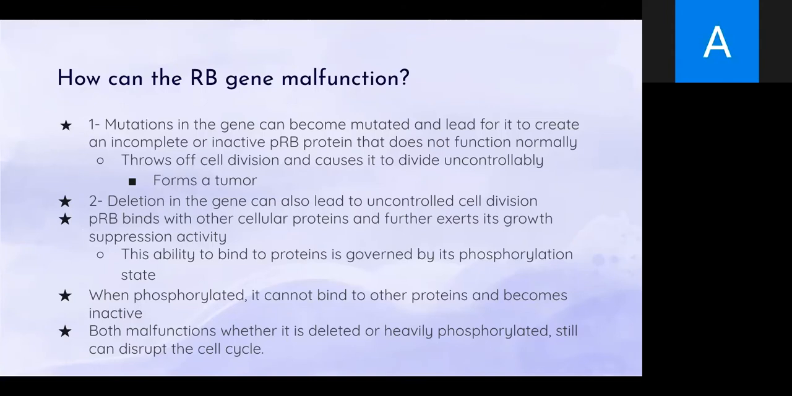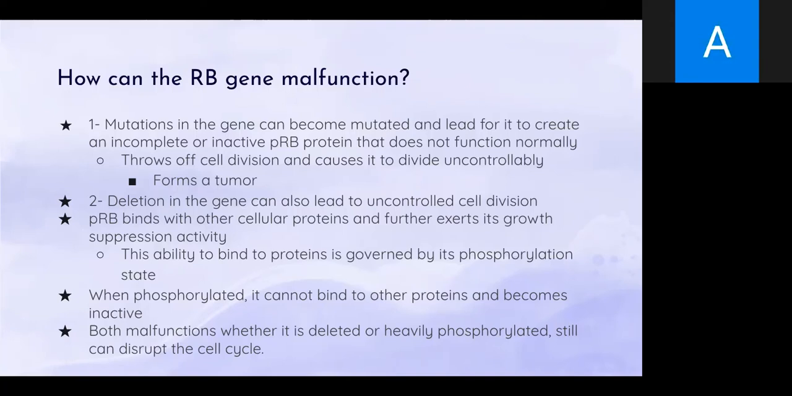So you could imagine a gene that's in charge of regulating the cell cycle. If that continues to mutate, then the cell cycle will just continue to go on, and that division will continue to form, and it causes a tumor. And the second type is deletion in the gene, and that can also lead to uncontrolled cell division. As you can tell, they're polar opposites. One is being deleted, one is being mutated.